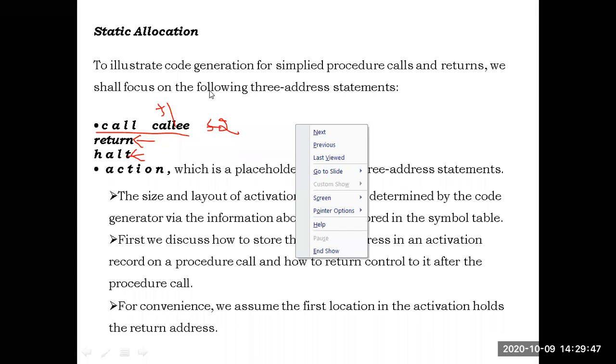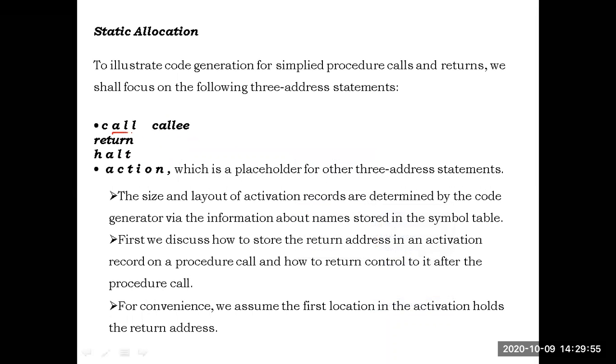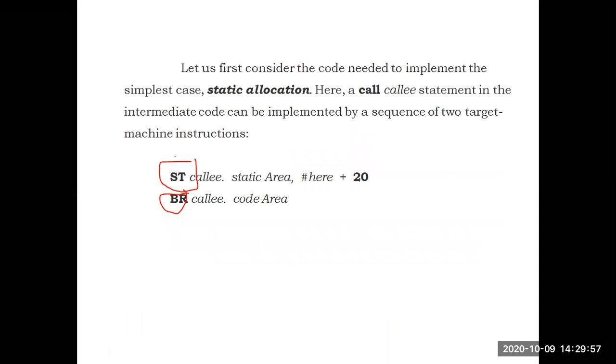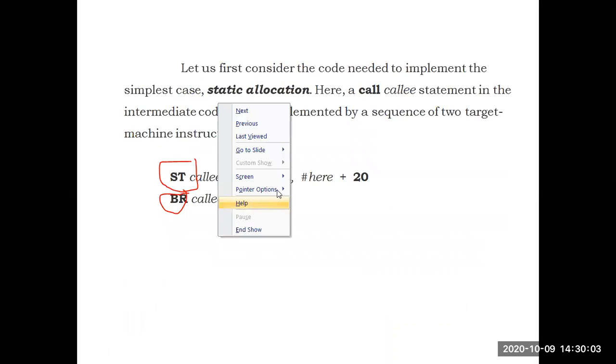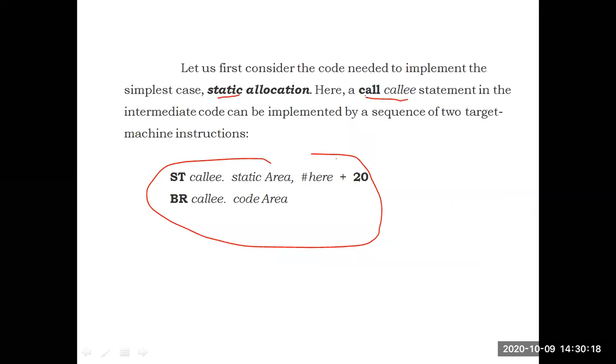If there are any statements after the function is over, those are executed with the help of this action. Clear? When we come to call callee, how will it be converted into machine code? The 3-address code call callee can be represented in machine code with two instructions: store callee.static area, branch callee.code area. In case of static allocation, call callee is represented this way.